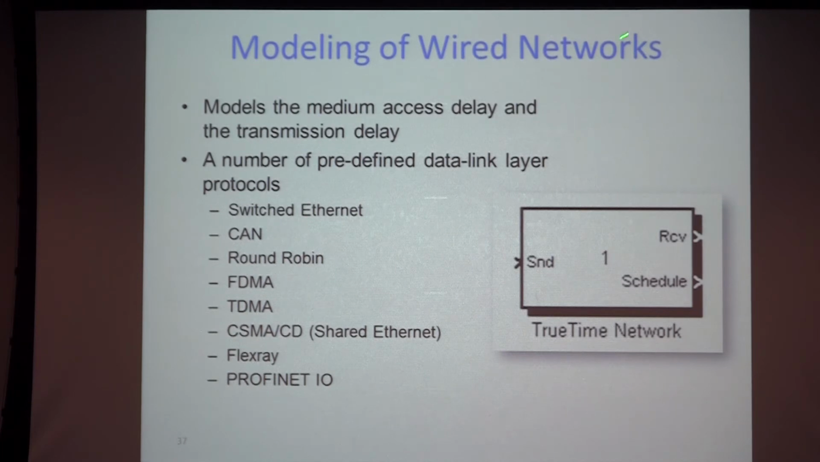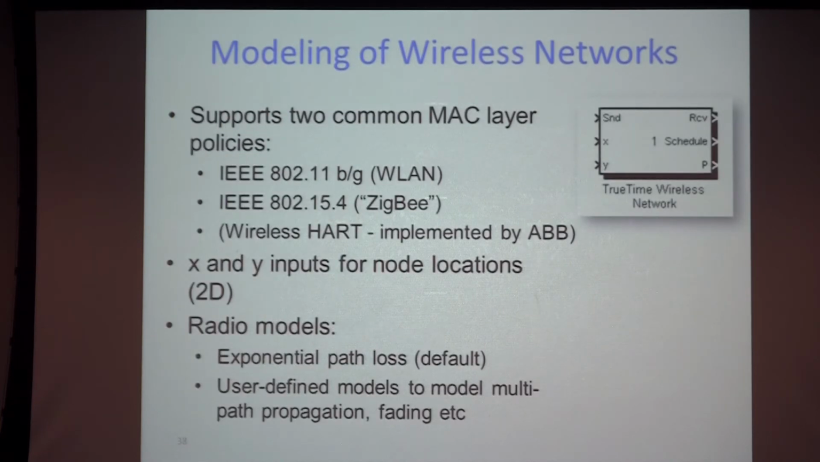The things we model are the MAC delay and the transmission delay. That's the essential things that we model. Then we have the wireless networks. We support 802.11b/g and 802.15.4. And WirelessHART has been implemented by ABB for this. We haven't done it ourselves. Is this part of the general license that you get? WirelessHART is not, but ABB would like it to be, so it's possible to get it.